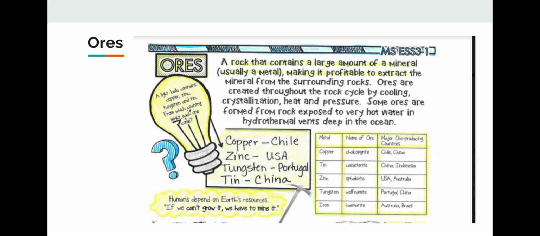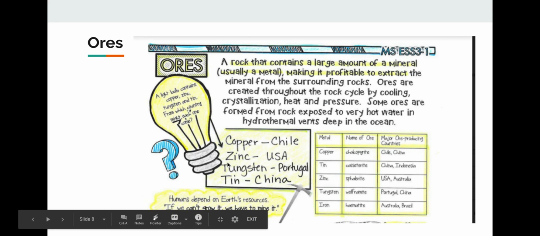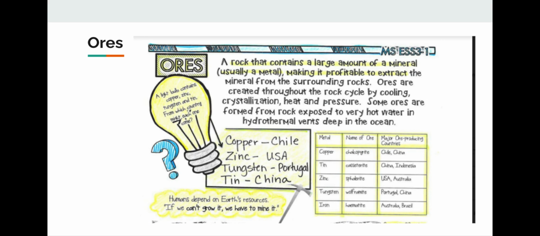So light bulbs actually contain copper, zinc, tungsten, and tin, right? So we can find copper in Chile, zinc in the United States, tungsten in Portugal, and tin in China. And over here, you have a little chart on some of the most common ores that we mine: copper, tin, zinc, tungsten, and iron, and where you can find them.